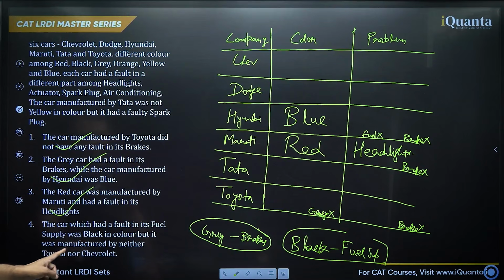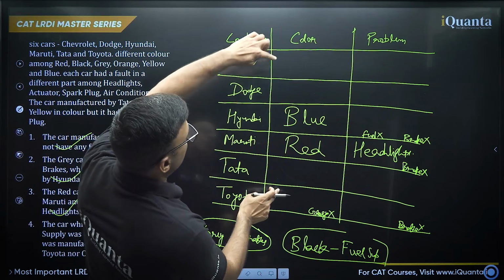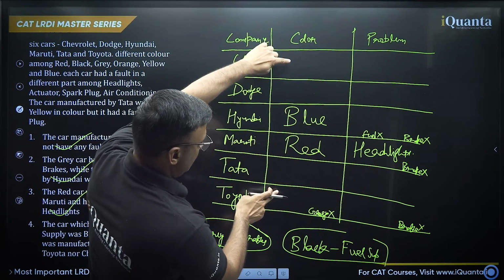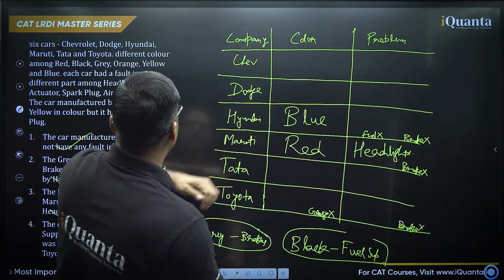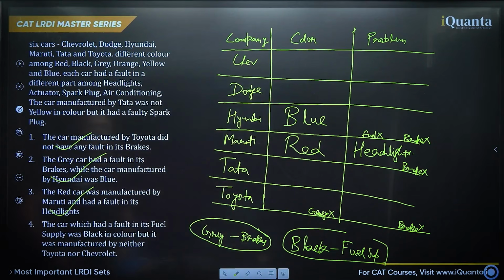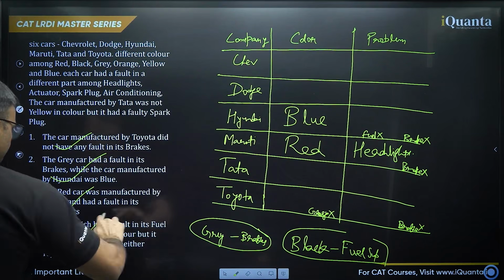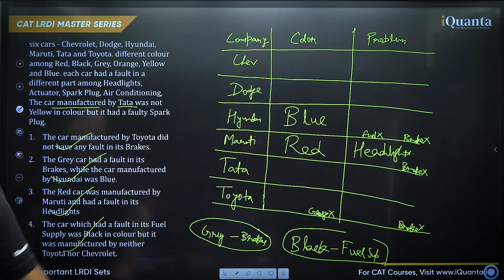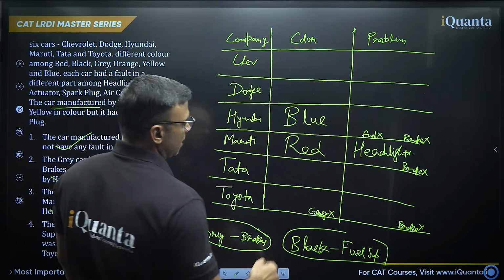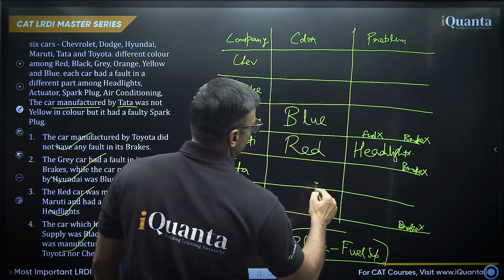Black in color, but it was manufactured by neither Toyota nor Chevrolet. Now you see Toyota and Chevrolet are not producing black, so black will be either Dodge or Tata, right? We have used this. There is one information that we have not used. The car manufactured by Tata was not yellow. So here we cannot have yellow.